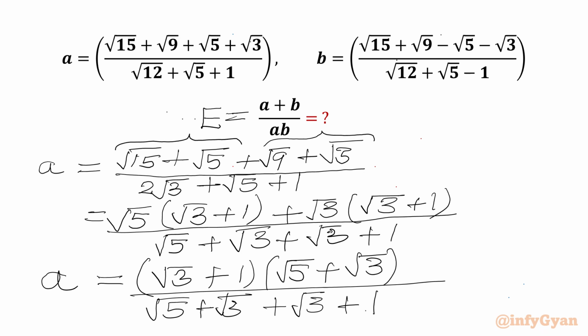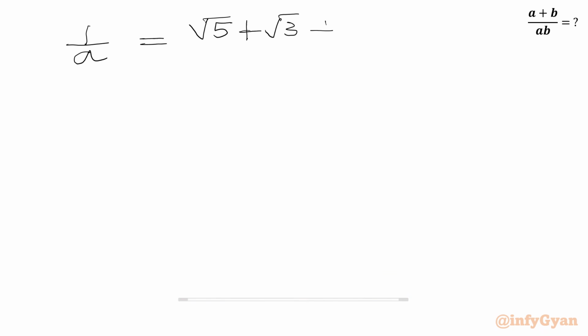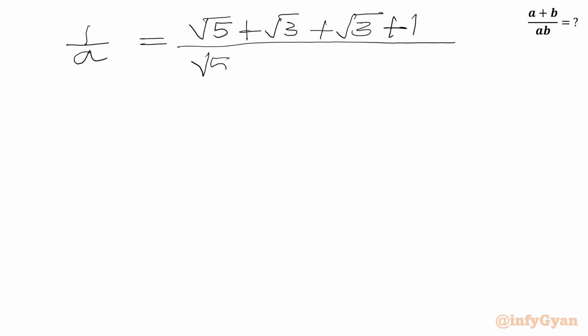This is A. Now I will flip numerator and denominator, so let us consider the reciprocal on both sides. We will get 1 over A equal to square root 5 plus square root 3 plus square root 3 plus 1 over root 5 plus square root 3 in one bracket, and in another bracket square root 3 plus 1.